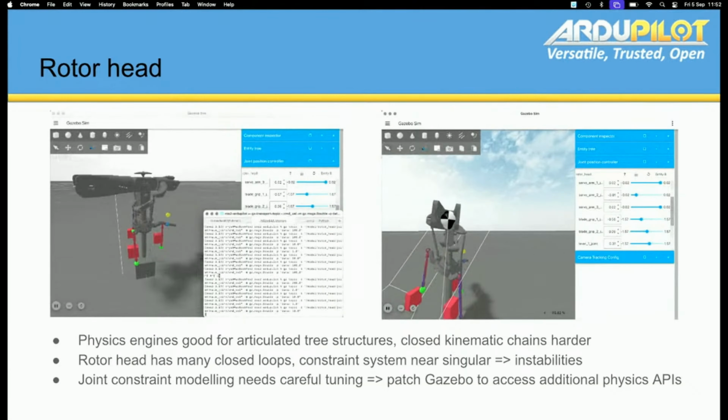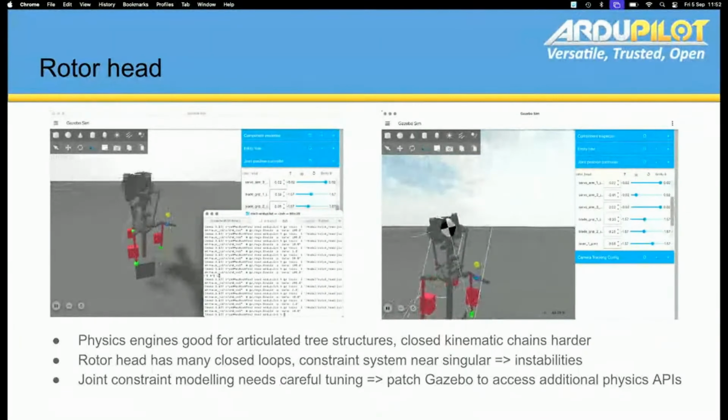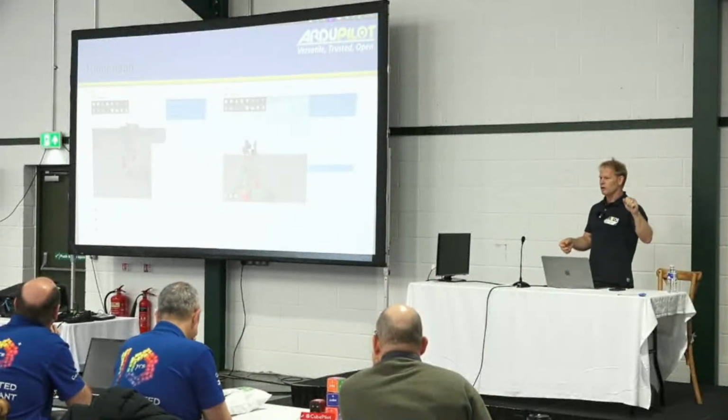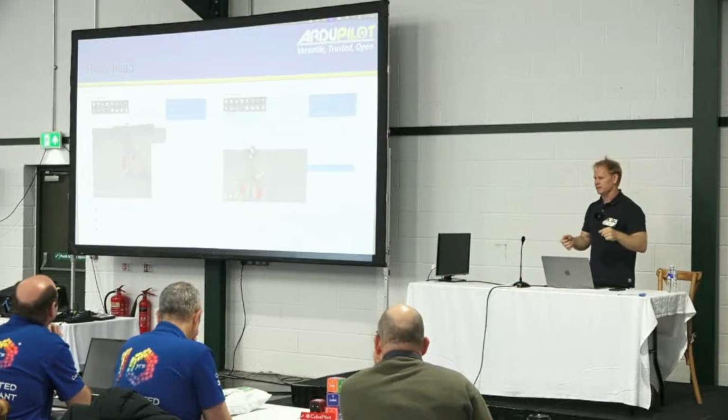The hardest part is getting the rotor head to work. Physics engines are really good for things that look like marionettes. As soon as you connect one part of the system up to another, you have a really complicated constraint that you have to maintain. A rotor head has lots and lots of these, so it has lots of what are known as closed kinematic chains.